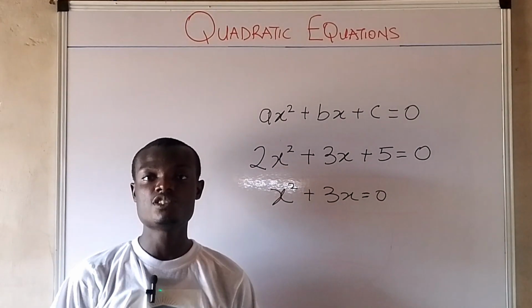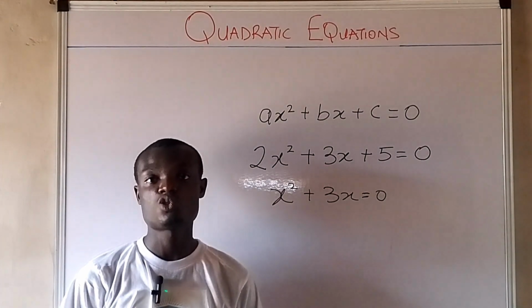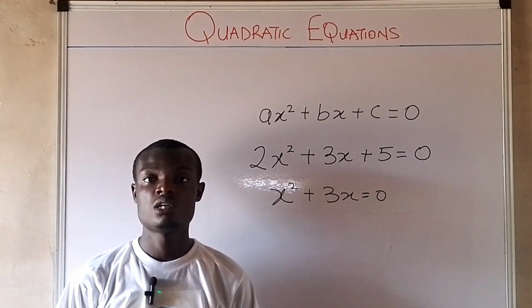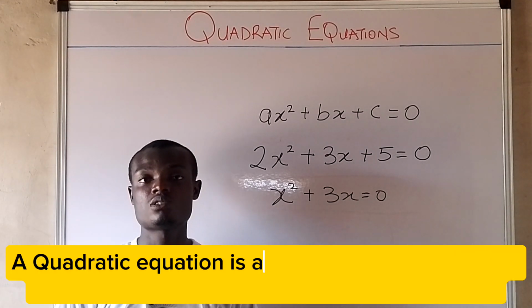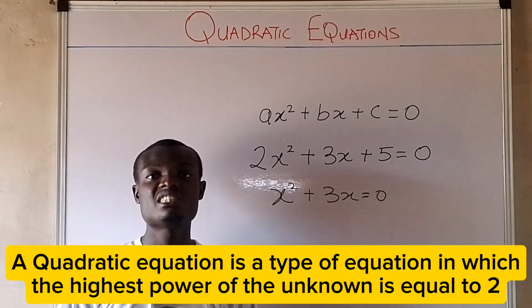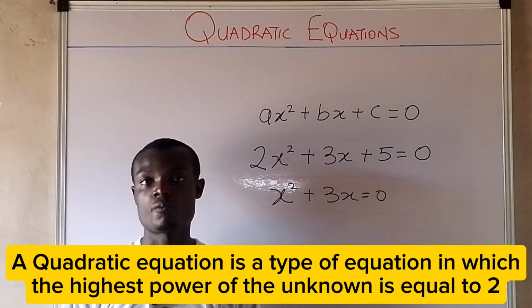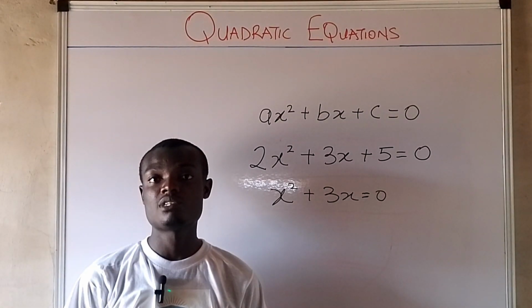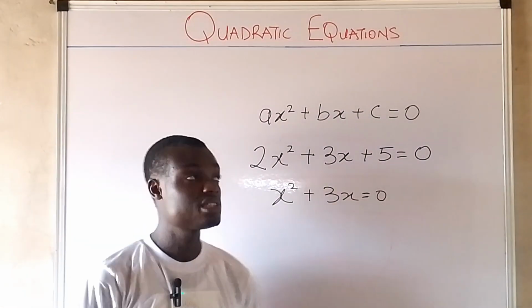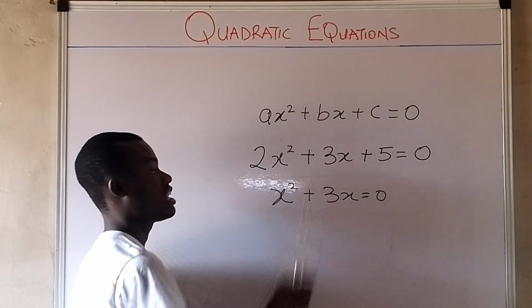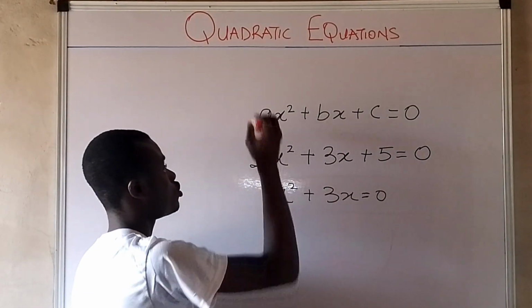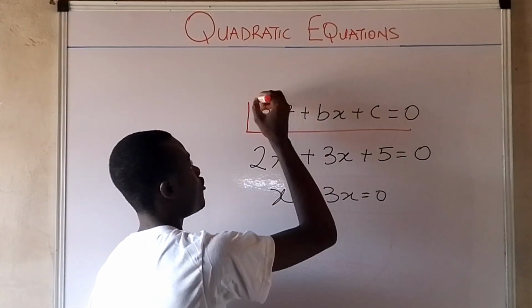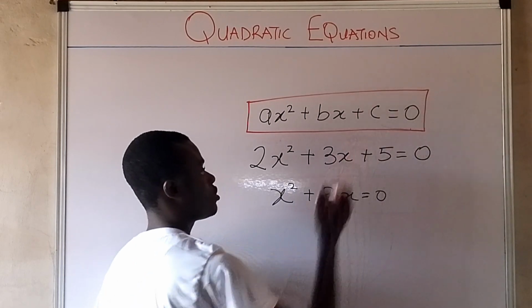So we begin this video lesson by looking at the definition of a quadratic equation. In mathematics, a quadratic equation is an equation in which the highest power of the unknown is equal to 2. So we have a standard form for representing a quadratic equation, and the standard form is ax squared plus bx plus c is equal to 0. So this is the standard form for representing a quadratic equation.